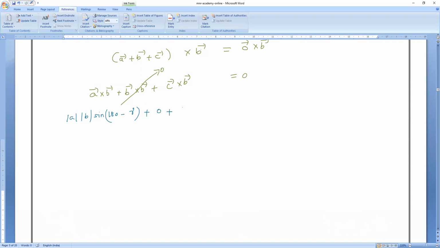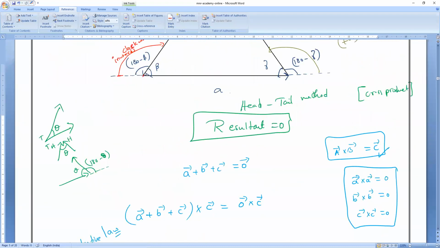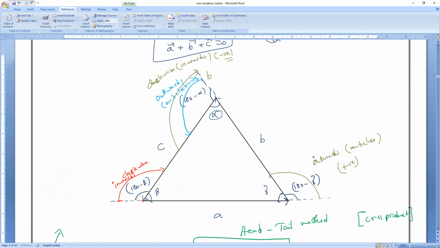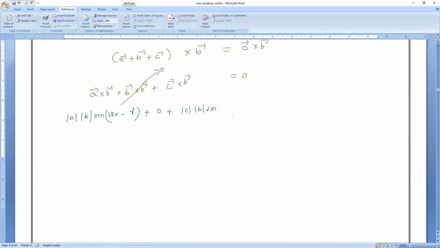Next, C cross B, you can see it. Mod C into mod B sine, minus B cross C. Alpha is present. So alpha or 180 minus alpha? Everybody? 180 minus alpha. Sine 180 minus alpha equals what? So this one I can write as mod A, mod B, sine 180 minus theta. What is sine 180 minus theta? All of you? Sine theta. So it equals mod A mod B sine gamma plus mod C mod B sine 180 minus alpha, which is sine alpha.